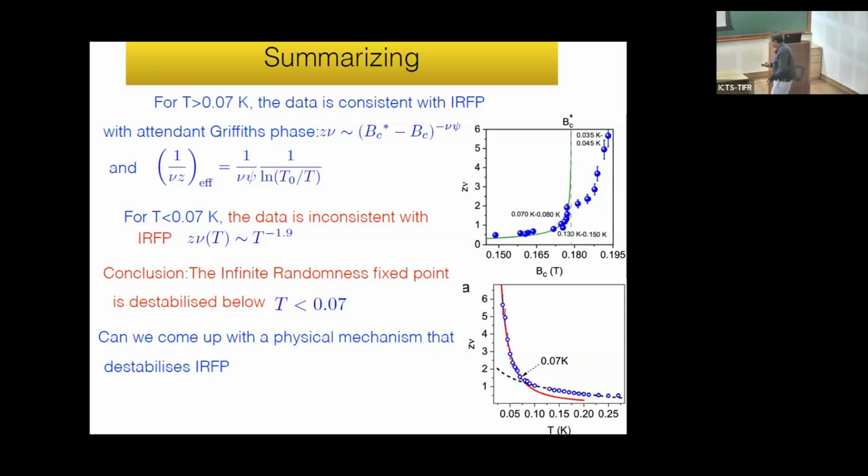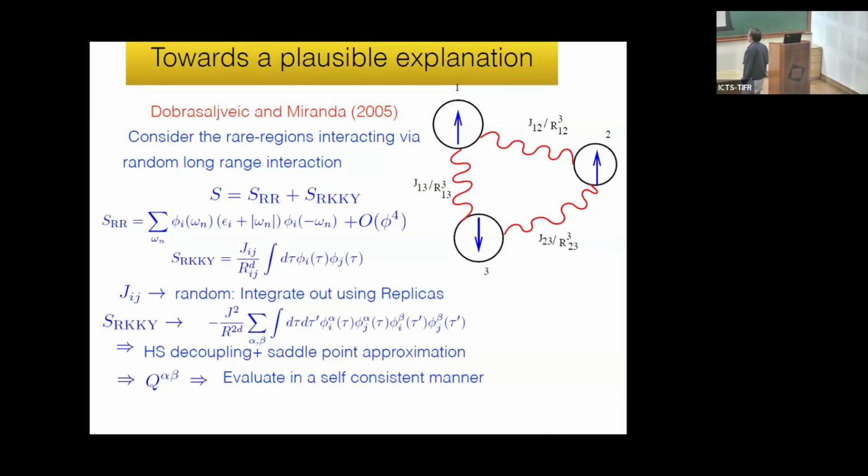So at this point, we throw up our hands and decide, let's try to make up some sort of scenario where such a thing can happen. One possible scenario is given by this old paper by Dobrosolowicz and Miranda, where they looked at similar systems, but with rare regions that also have in the background an RKKY-like interaction. Each of these bubbles is a rare region, and they are coupled to each other via long-range interaction.